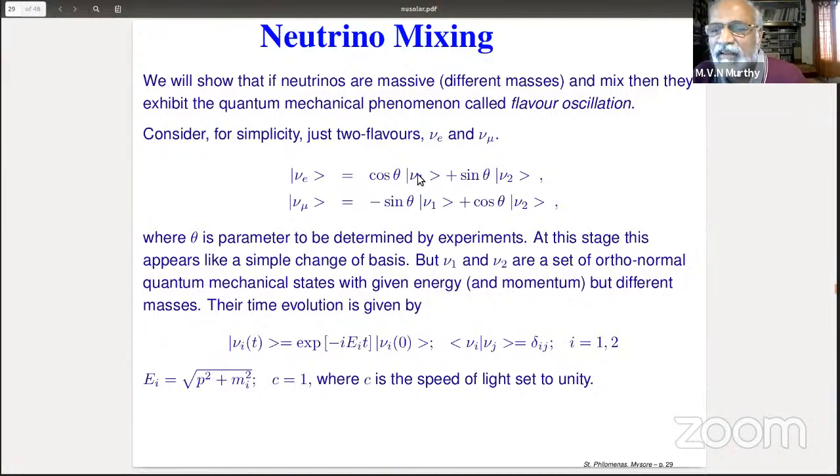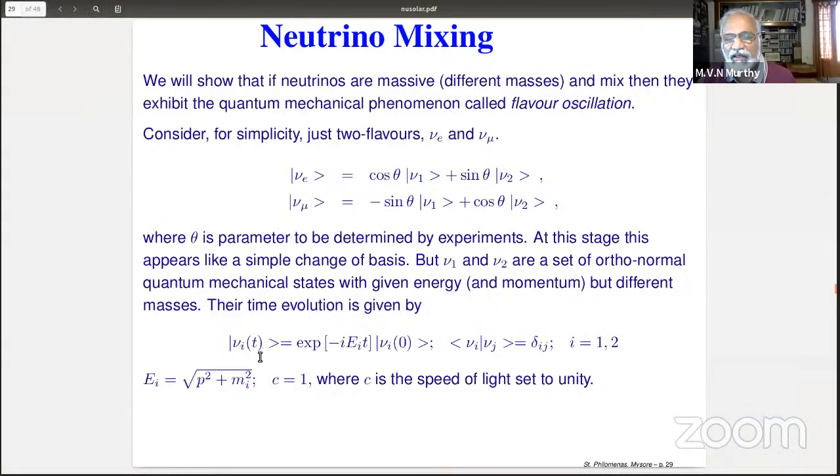So at the moment, at this stage, we are not doing anything new. We are just changing the basis with theta as a parameter. So it's a fixed rotation. Theta is a fixed parameter. We don't know what it is. Now at this stage, it appears like change of basis, but this nu1 and nu2 are the states which are solutions of, say, Schrodinger equation. In which case, they evolve in the following way.